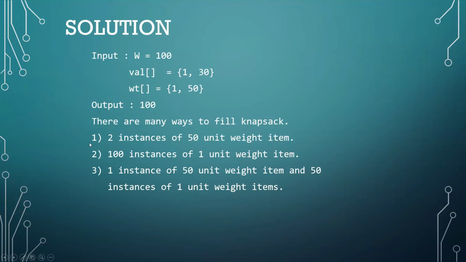So what you can see over here is that for the first method, we are getting a value of 60 because we are taking 2 of these. And for the second method, you're getting the value 100 because you're taking 100 of these. And for the third one, you get 1 of these and 50 of these, so 30 plus 50. So 60, 100 and the third. Obviously we get the maximum value from the second method. So that is the actual answer for this problem.